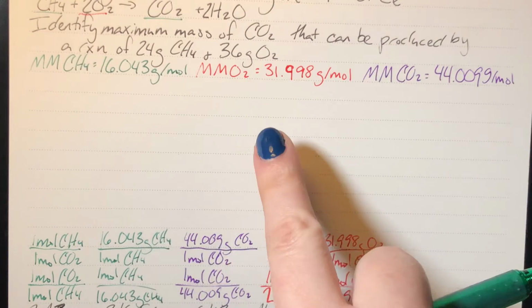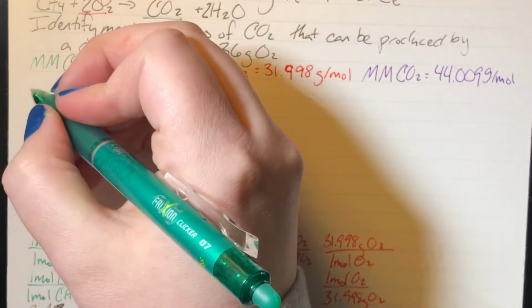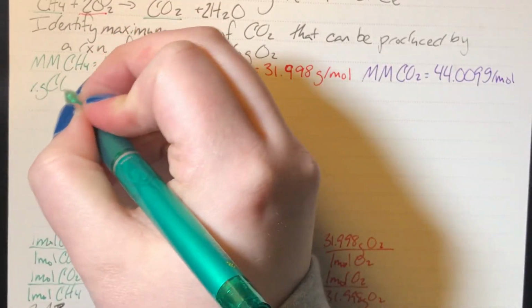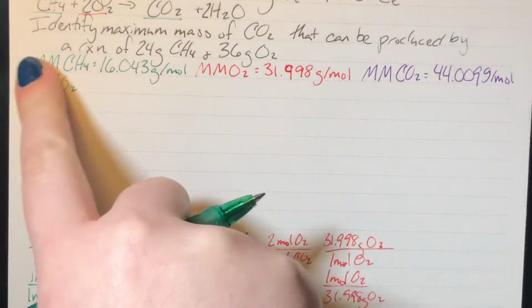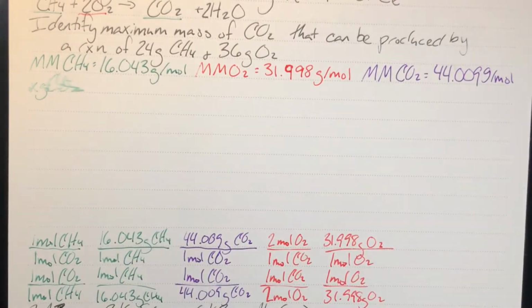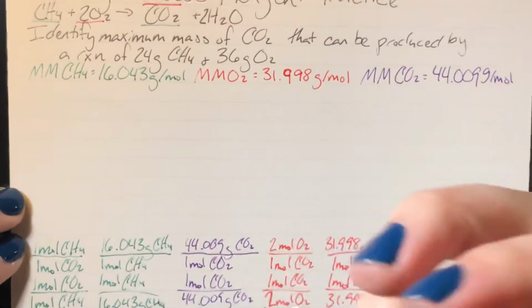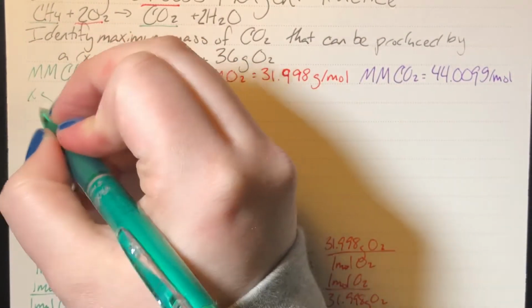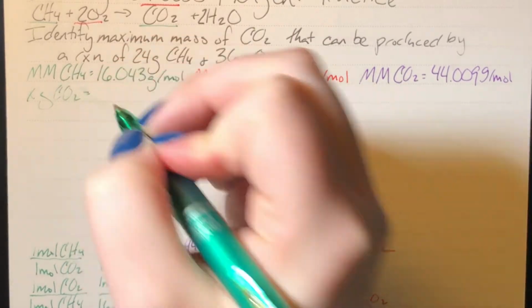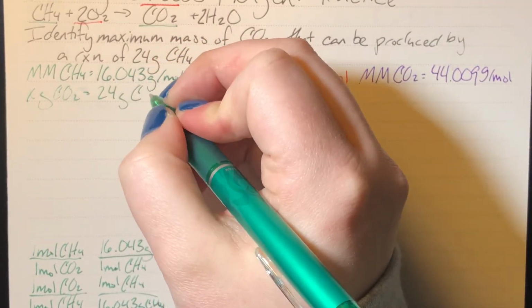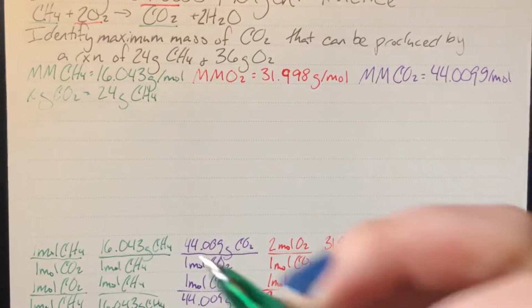So I am looking for maximum mass, which means I'm going to be searching for grams of CO2 that can be produced by the reaction. I'll rewrite that. X grams CO2 that can be produced by the reaction of 24 grams of methane, which is the one I'm going to do first.